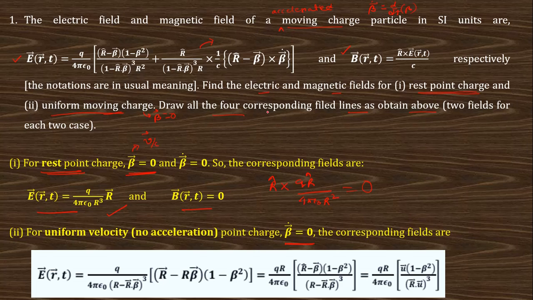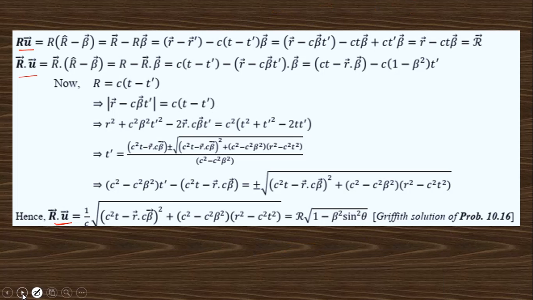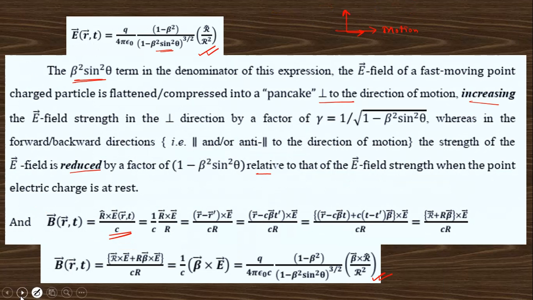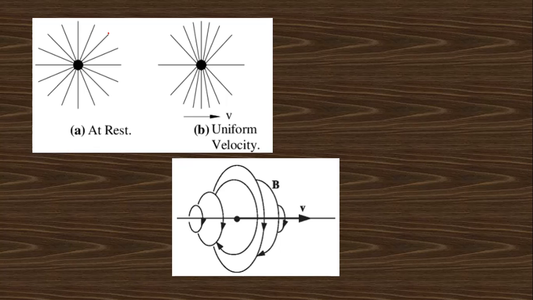Now we need to draw the four corresponding field lines of the above cases. In the first case, the electric field is radially outward and the magnetic field is 0. So the electric field is drawn like that. These are the electric field lines. If the charge is positive, they point outward, otherwise inward.